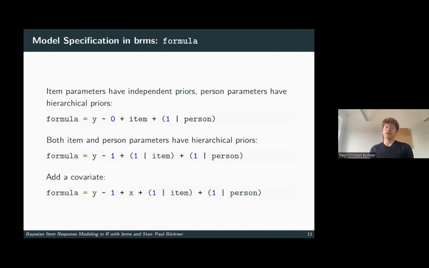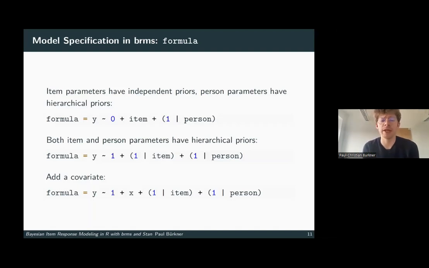The formula. So here we're going to specify how exactly our responses are related to item and person parameters. If we just specify one formula, then it's just going to be applied to the mean parameter. So in the first formula, items have independent priors, persons have hierarchical priors, and our response would be y, and our item index would be item, and our person index would be person, then we would say y tilde 0 plus item plus this kind of random effects notation 1 pipe person.